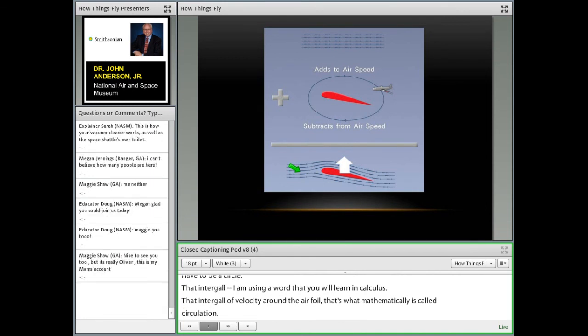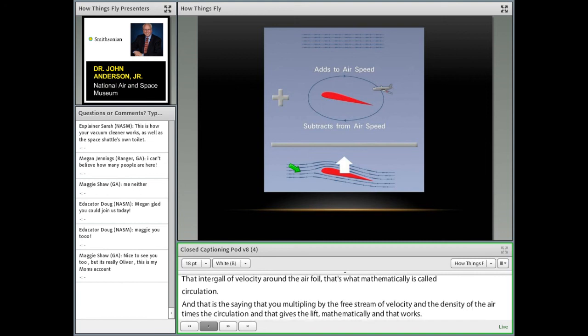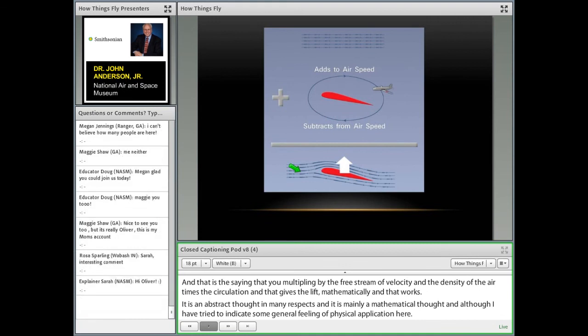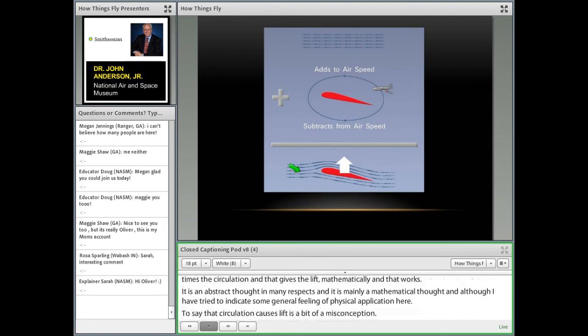And that works. But it's an abstract thought in many respects. It's mainly a mathematical thought, although I've tried to indicate some general feeling of physical application here. But to say that circulation causes lift is a bit of a misconception. It's kind of stealing a mathematical concept called circulation, which you can then multiply by the density, multiply by the flow velocity to get the lift.